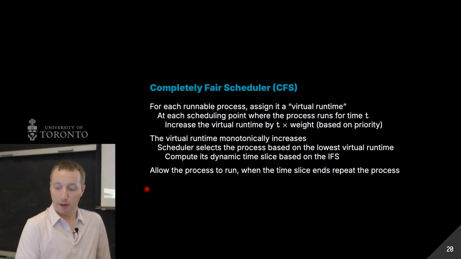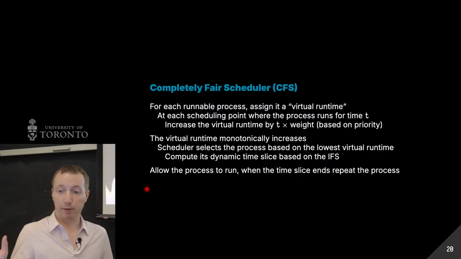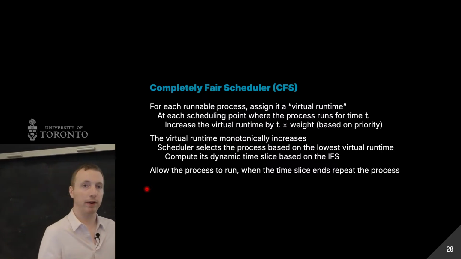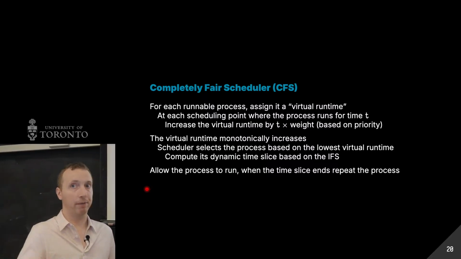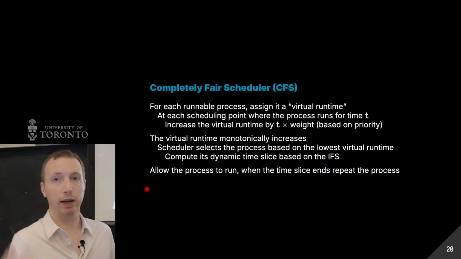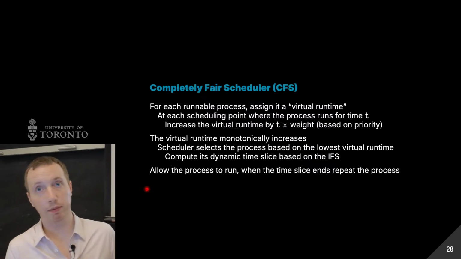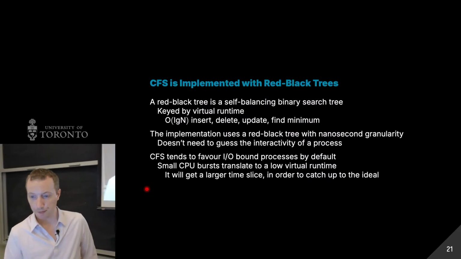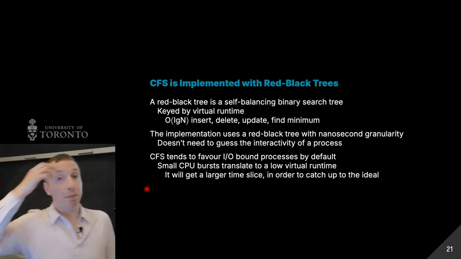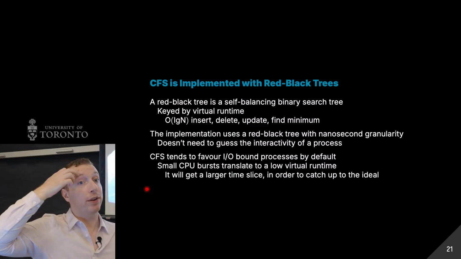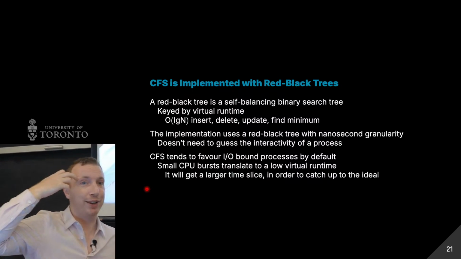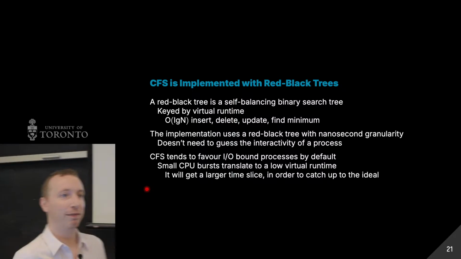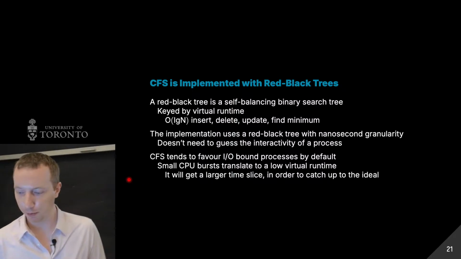So when the process is allowed to run, same idea as before with round robin. Whenever it's done its time slice, then the scheduling algorithm runs again. It would pick the lowest virtual runtime, and that's the next process to run. So it's implemented with red-black trees. You probably had to do red-black trees and stuff, but never actually used them for anything useful. This is probably the first time you've seen them used for something useful.